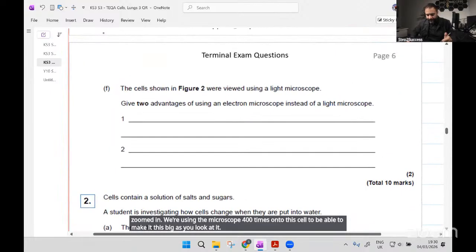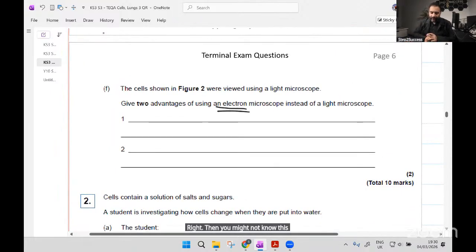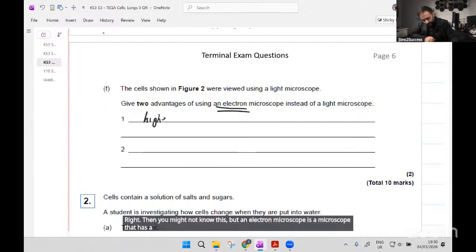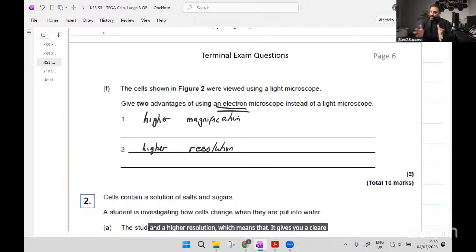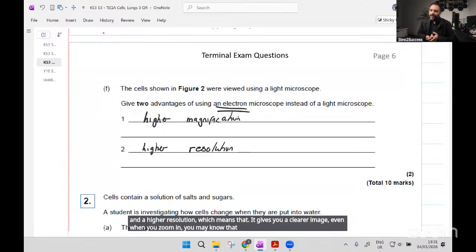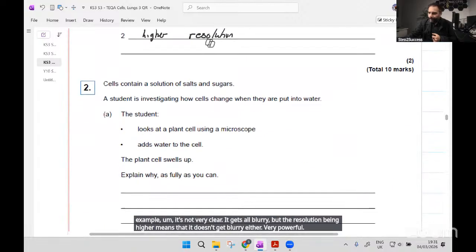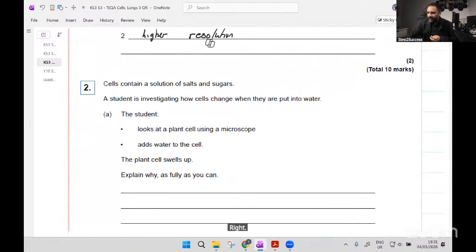Right, then you might not know this, but an electron microscope is a microscope that has a higher magnification. It means it can zoom in further, and a higher resolution, which means that it gives you a clearer image. Even when you zoom in, you may know that when you zoom into things with a phone, for example, it's not very clear. It gets all blurry. But the resolution being higher means that it doesn't get blurry either. Very powerful. Right, that's 1E and F done.